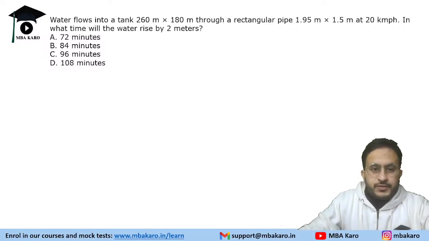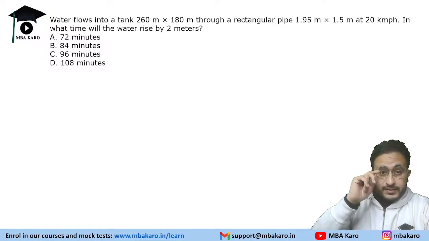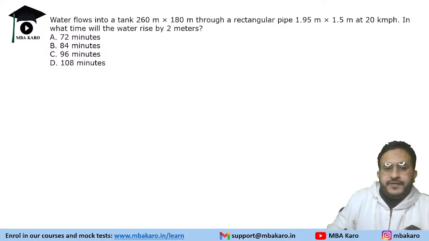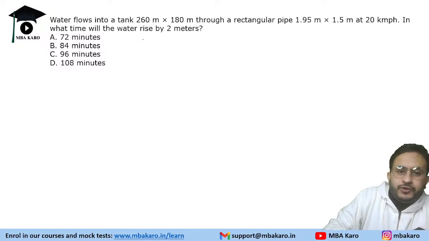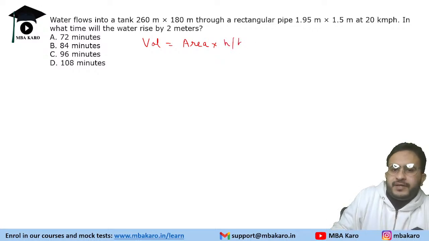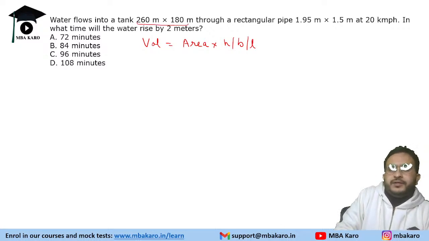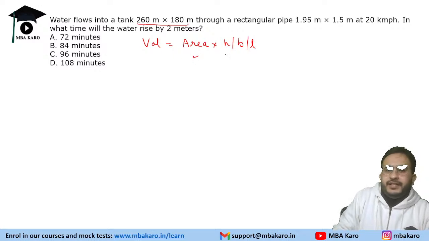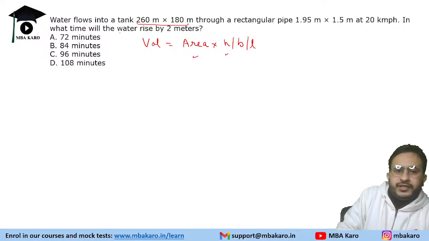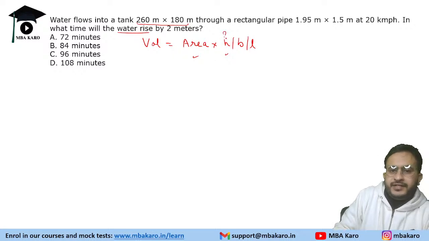So let's look at this question. There is a tank. Always remember that volume is a three-dimensional thing. Volume is area into one of the dimensions, it could be height or breadth or length, depending on the parameter. We are given the base area, and we need to find the height the water rises. So height we need to find, the volume we need to find, and area is given to us.